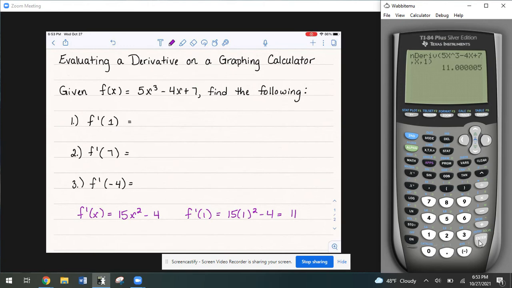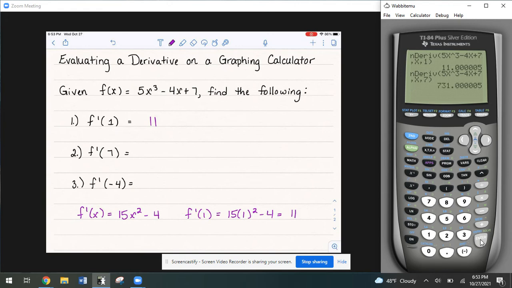All right, now you can see that this has a little bit of a rounding issue, but we basically have 11 for our final answer here. So this is in fact 11. Now I can do the same thing over and over again. You can hit second enter, and that'll recall what you just had typed in. And look, I can just arrow over, change that 1 to a 7, and I've got my second answer.